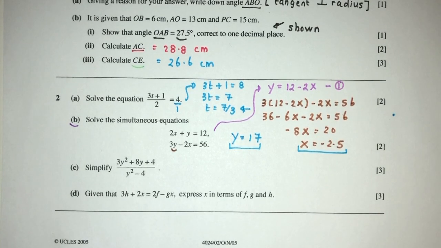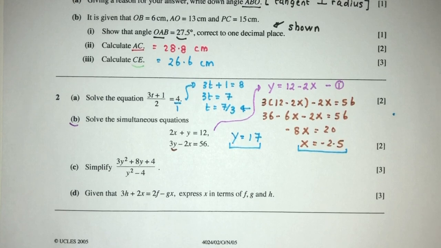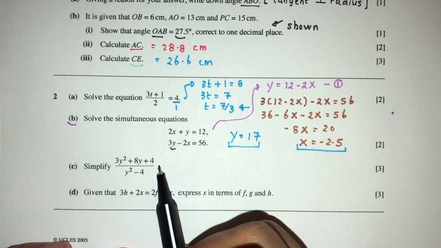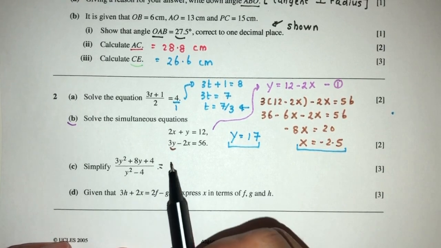Now for part C, we have to simplify this fraction. So let's see how you can do that. Of course, we have to look at this one by one. The top value we can simplify first by factorization.